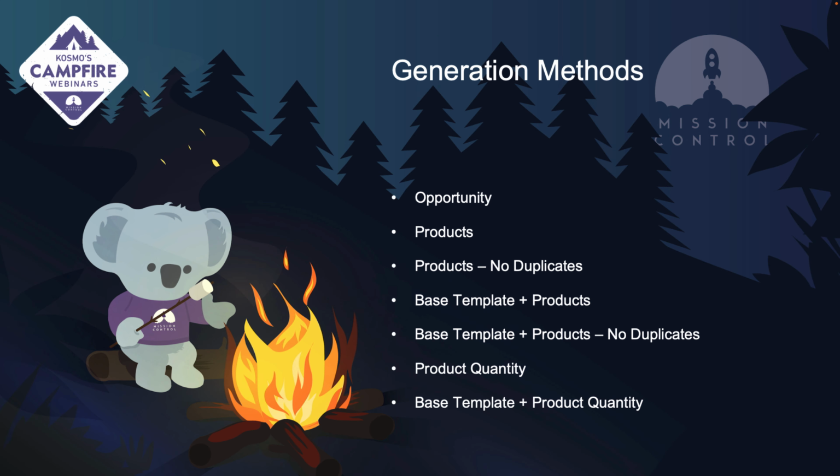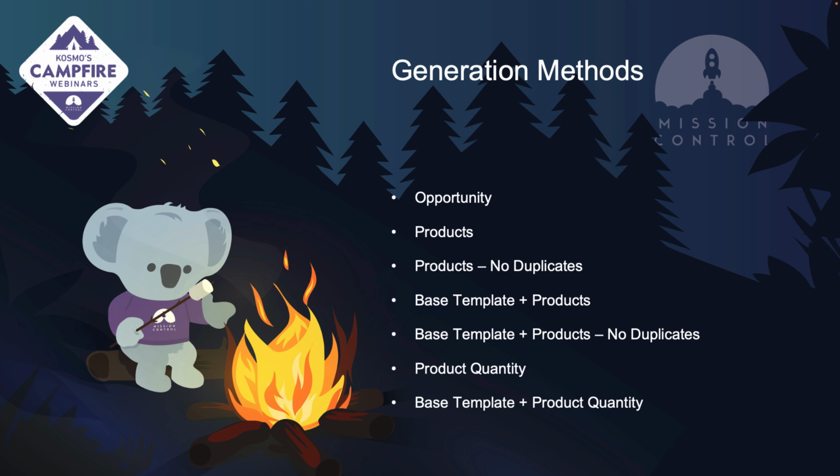There are 7 generation methods when creating a project from an opportunity. The opportunity method will copy over the project that is established as your project template. The products method will allow you to associate milestones and their related items like actions and checklist items to a product and then generating a project.